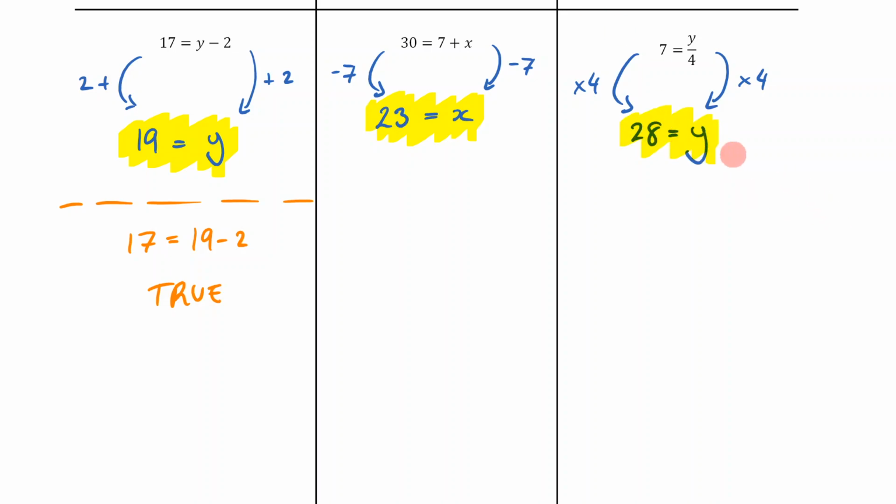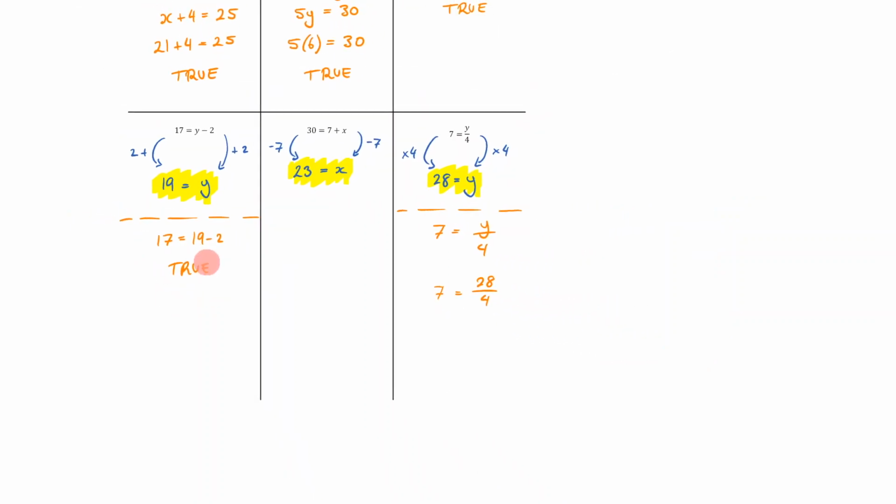28 equals y. Again, if you wanted to check it, let's check this one just for the fun of it. We're just going to take our original equation and into our y spot, we'll put in what we found. Does 4 go into 28 7 times? It absolutely does, because 7 4s are 28. And that is how we do it.